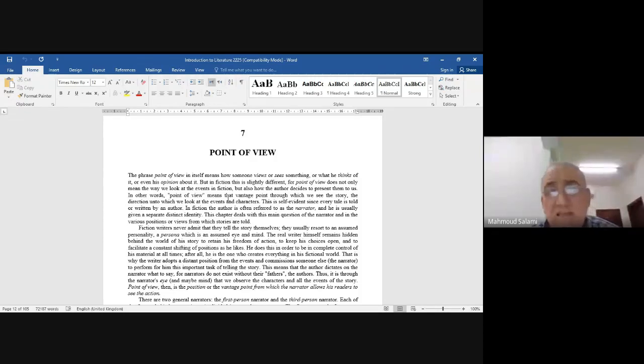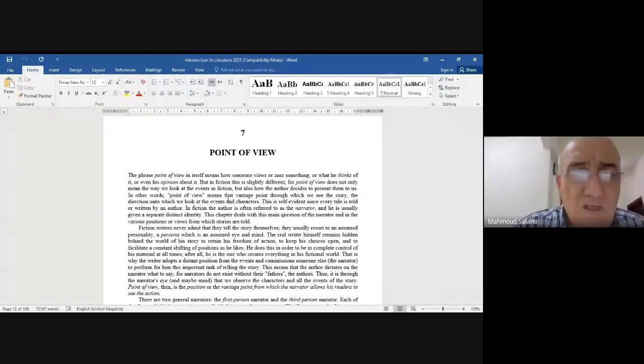And I say this is self-evident since every tale is told or written by an author, because, I mean, this is written by somebody, isn't it? By human beings, and that somebody is giving his own feelings and his own attitudes, etc. And that's what I'm saying here, that this vantage point is something high, and you look down on people to see what they are doing, in a slightly different way than what we are seeing now.